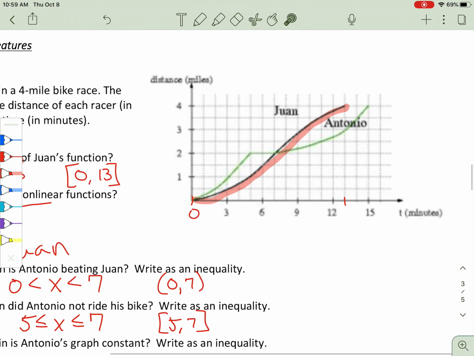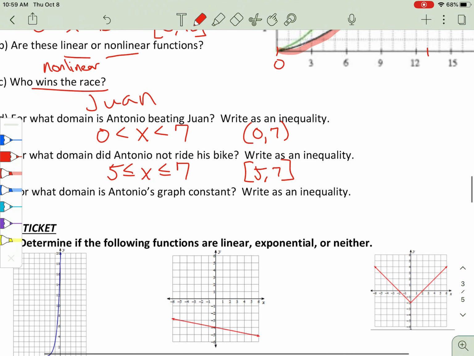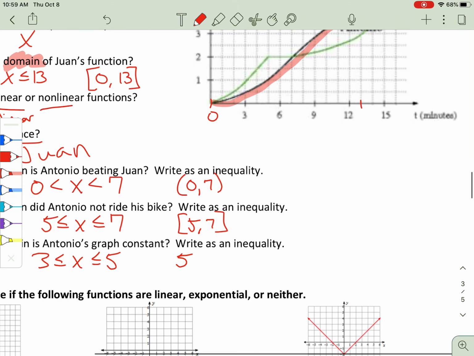What domain is Antonio's graph constant? Okay, remember constant means it's the same pace. Okay, well, we could say here. We could also say right here, it looks like it's a pretty straight line. So we would say from 3 to 5 and from 5 to 7.